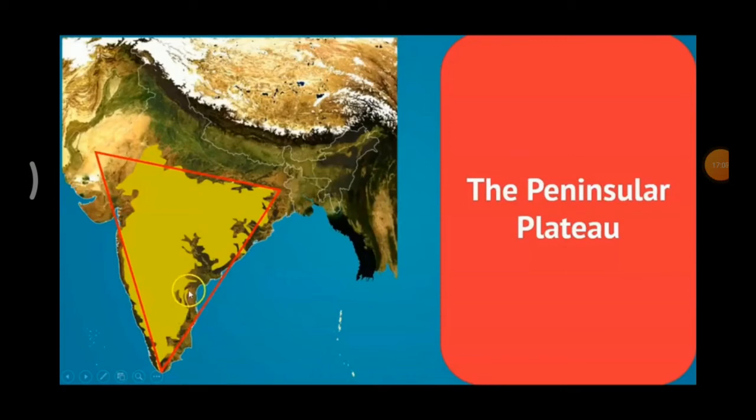Next one, Central Highland. The Central Highlands extend between the river Narmada and the northern Great Plains. Guru Shikhar, with 1,722 meter, is the highest peak in this range.